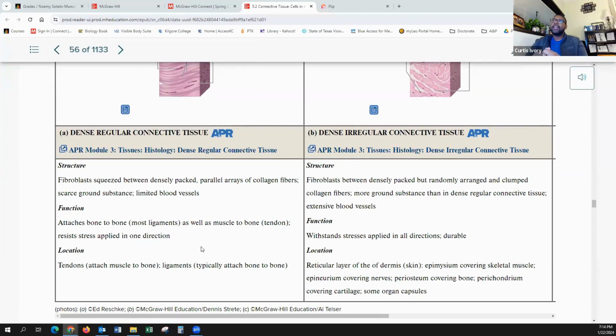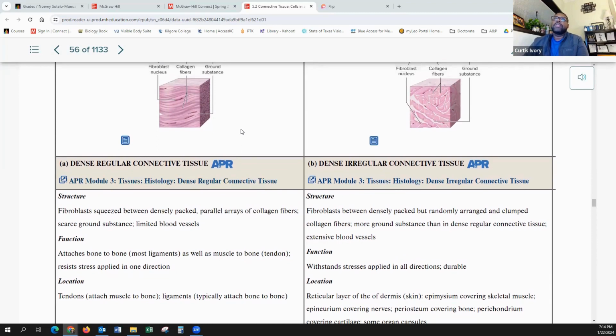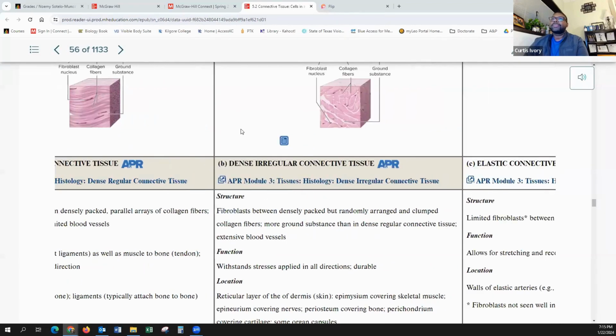So when you're eating a chicken leg and you get that little bitty piece that's really hard to chew, that's going to be the tendons. Or if you're cooking chicken breast and you have to move that little strip out of there, that's going to be a tendon. And so essentially its function is to attach bone to muscle or bone to bone, as well as muscle to bone to resist stress applied in one direction. So again, it just helps with attaching muscle to bone. That's going to help for movement, but it has to be very strong to withstand that movement.